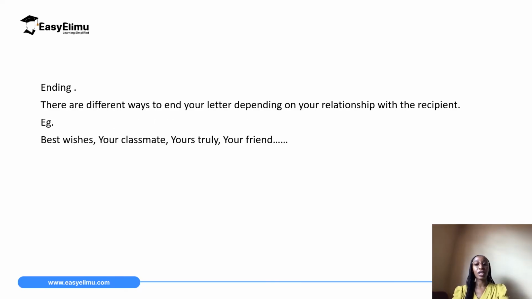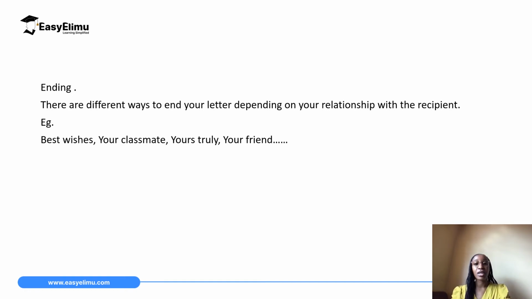So you have written your letter, you started with the address, you went to the salutation and to the body of the letter, you have passed all the information that you needed to pass, and it's now time to end your letter. So, the ending. This is again an informal letter, so you can end it in different ways depending on your relationship with whoever you're writing this letter to. If it is your best friend, your cousin, or your sibling, there are different ways you can end. You can write best wishes, your classmate, your friend, yours truly.